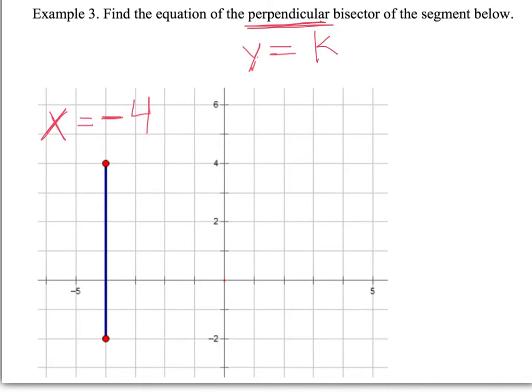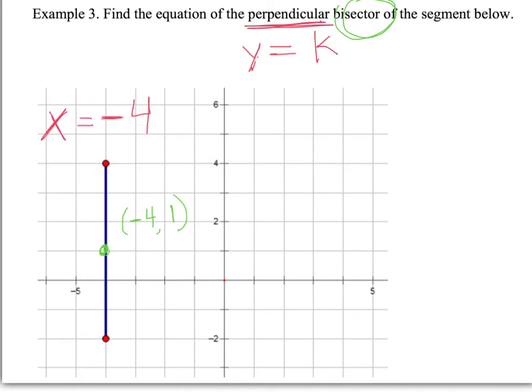Alright, I want this to be the bisector. So I need this to go through the midpoint. So I could do the midpoint formula, but quite honestly, if this is down at -2, and this is up at 4, think about how long this is. Hopefully you said 1, 2, 3, 4, 5, 6. So halfway would be 3. So either go 3 from here or go 3 from here. Either way, you'll find out that's the midpoint. So I vote that as the midpoint.